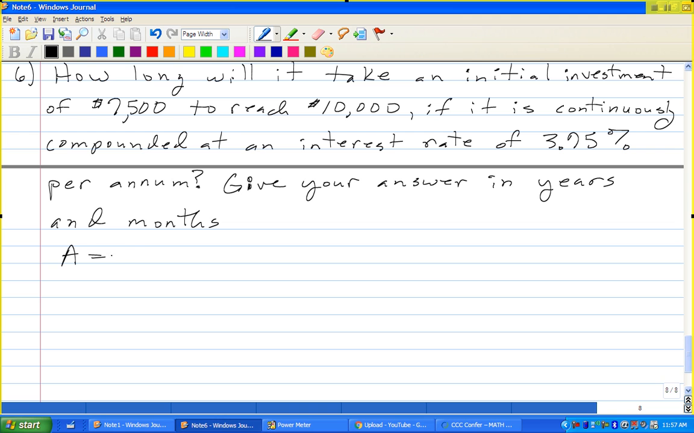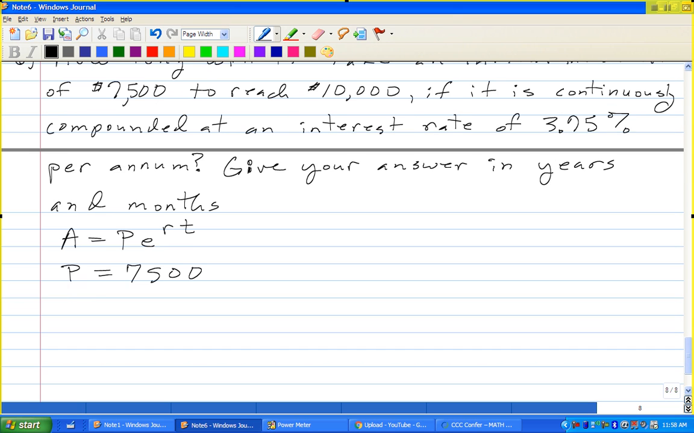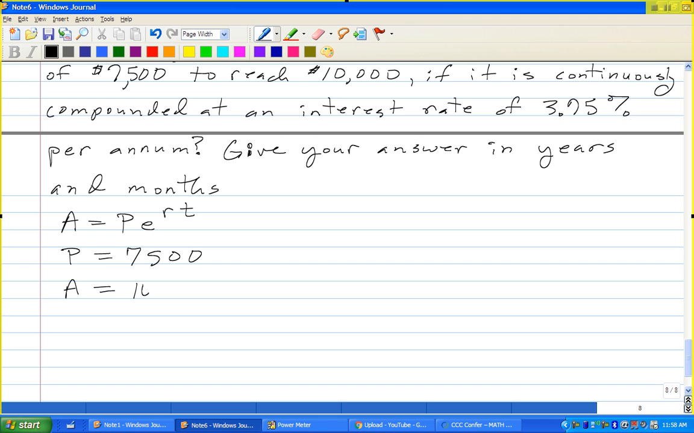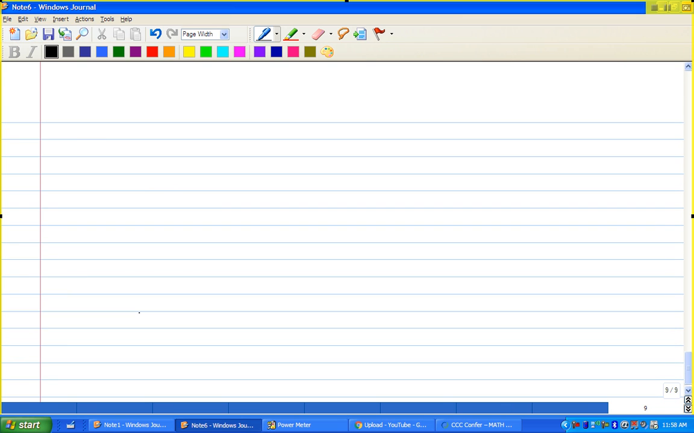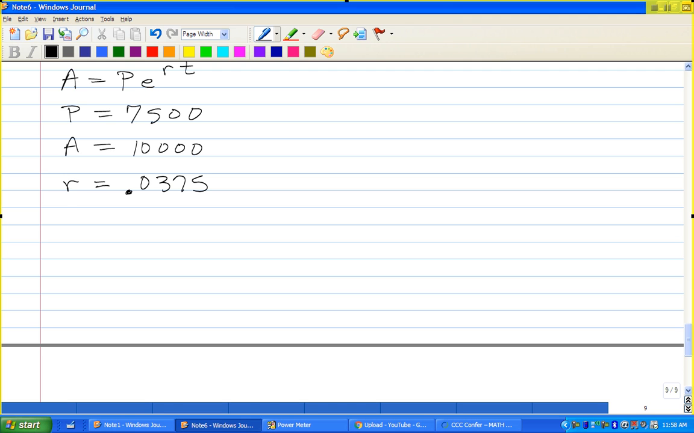Okay. So this is continuously compounded interest, so let's use the continuously compounded interest formula. You initially have $7,500, and after a certain time you have $10,000. Your interest rate is 3.75%, and written as a decimal, it's 0.0375 per year, and I want to figure out how many years that will be. Let's plug this in. So the amount is equal to the principal times e to the rt.